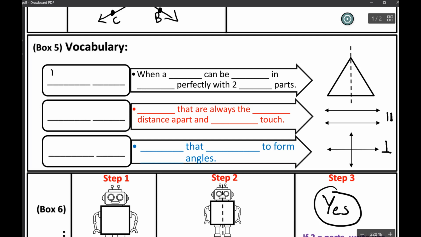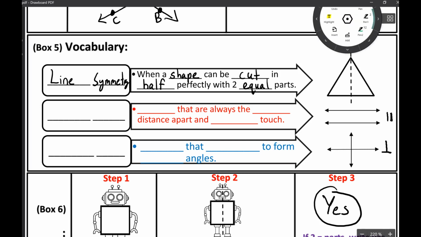Your first word, line symmetry. Line symmetry is when a shape can be cut, or we can say split, in half. When a shape can be cut in half perfectly with two equal parts. Line symmetry, one more time: when a shape can be cut in half perfectly with two equal parts.